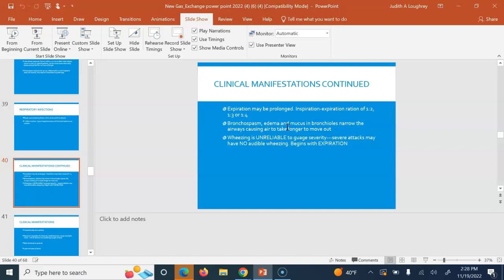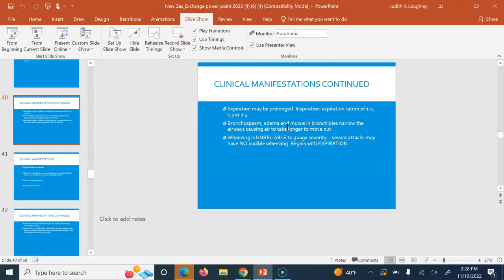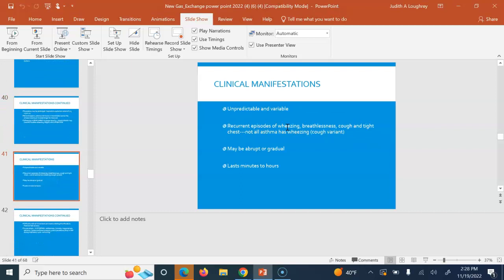They usually are hearing wheezing, but wheezing is not always audible. But when we do hear the wheezing, we usually hear it initially in expiration when you're listening to lung sounds. It is unpredictable and it is variable. Recurrent episodes of wheezing and breathlessness and cough and tight chest occur, but not all asthma has the wheezing, as we said. Sometimes there's an asthma where we are just hearing the coughing. An attack can be abrupt or gradual, and it can last minutes to hours.